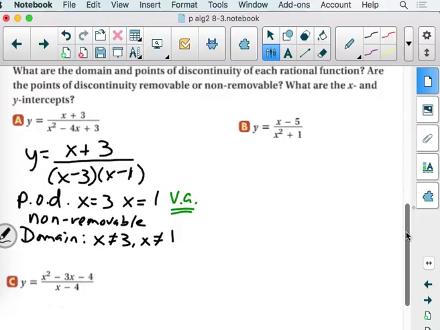X and Y intercepts. Ooh, that sounds hard. It's not. Here's why. For the X intercept, we need to figure out when this would be zero. We already talked about the fact that the bottom gives us all the answers for vertical asymptotes and poles. There's only one way to make this zero. The zero has to be on the top. So to find the x-intercept, we need to figure out what's going to make x plus 3 equal to 0. What is it? Negative 3. So it's the point negative 3, 0.